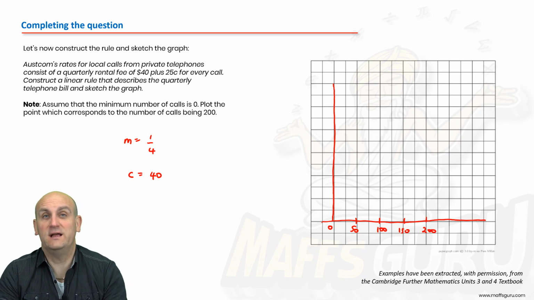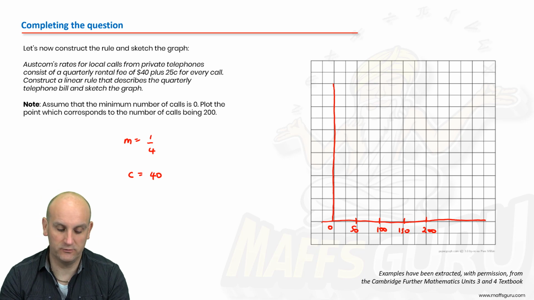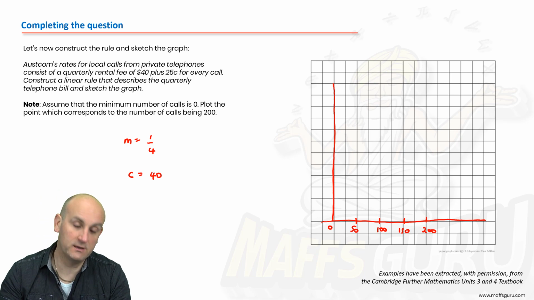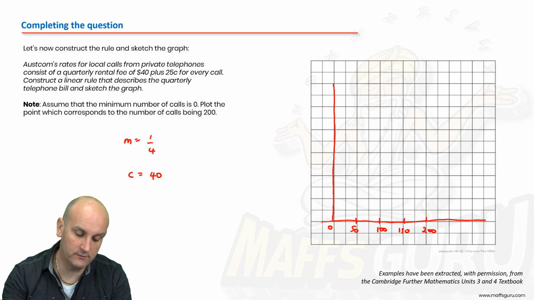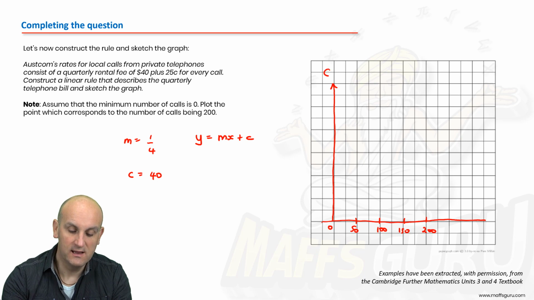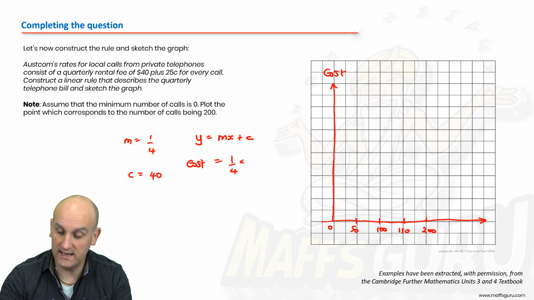Now, at the moment, I don't actually know how much it's going to cost me for 200 calls, but that's okay because I'm going to be able to use a formula, because I now know that y is equal to mx plus c. Now, what's on my y-axis in this sense? It is the cost of the call. So I'm going to write that as cost is equal to the gradient we knew was 1/4 times what was along my x-axis. I'm not going to write x, I'm going to write n, which is my number of calls. So cost equals 1/4 times n plus c, which was $40.